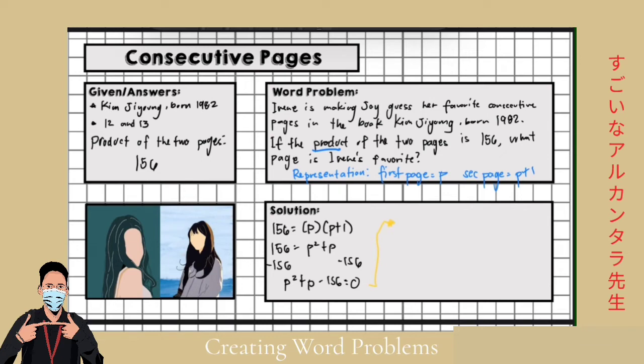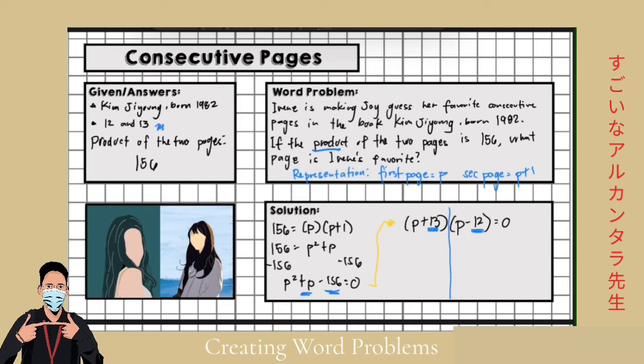So basically here, this will be factored out. You'll get P plus 13, and we're going to multiply that to P minus 12, and then it's equal to 0. You'll be wondering, sir, why is 13 positive? Because your middle term is positive, and 12 is negative because, again, your last term is negative. Where did we get 13 and 12? It's the one that you started with. That's why when you're creating word problems, you don't have to panic because you're the ones who created it.